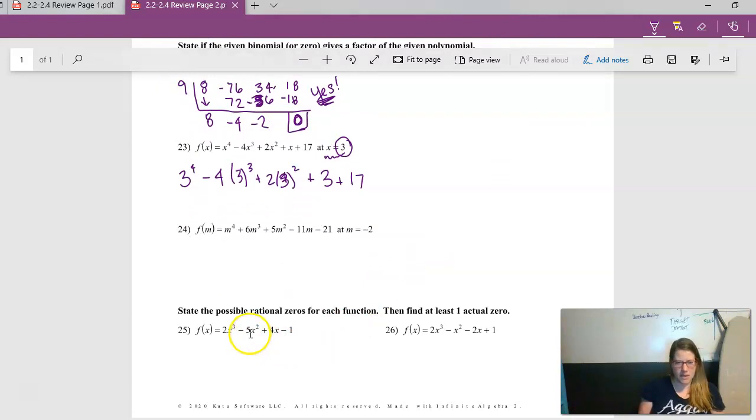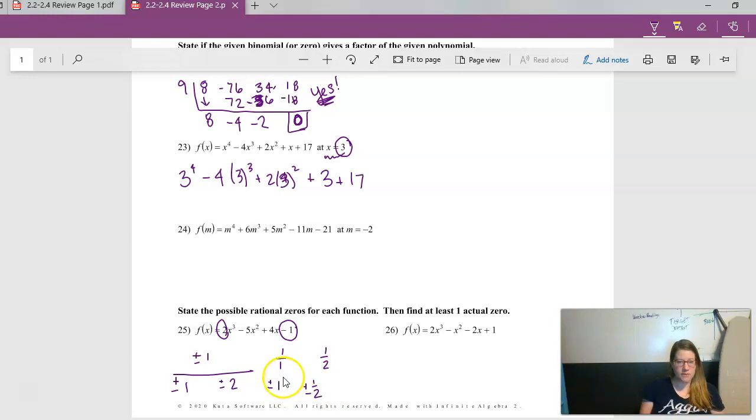All right, so stating the possible rational zeros for the function. Remember we want to look at the factors of the leading coefficient, and we want to look at the factors of the constant. We want the factors of the constant over the factors of the leading coefficient. So I'm just going to look at all the different combinations I could have, which in this case is just 1 over 1 and 1 over 2. But we could just have the positive and negative of both of those. So there's all of the different options.